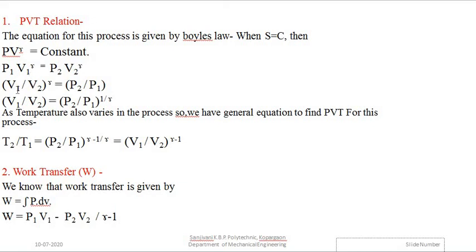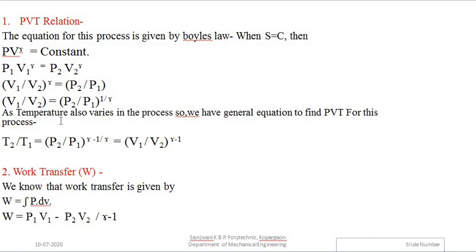Therefore, writing in terms of the volume ratio and the inverse pressure ratio, we can write V1 upon V2 to the power gamma is equal to P2 upon P1. Putting the gamma term to the right hand side, V1 upon V2 is equal to P2 upon P1 to the power 1 by gamma. We can use these pressure and volume ratios while solving numericals to find out the pressure and volume terms. Now we also know that temperature is a variable parameter, it is also changing.